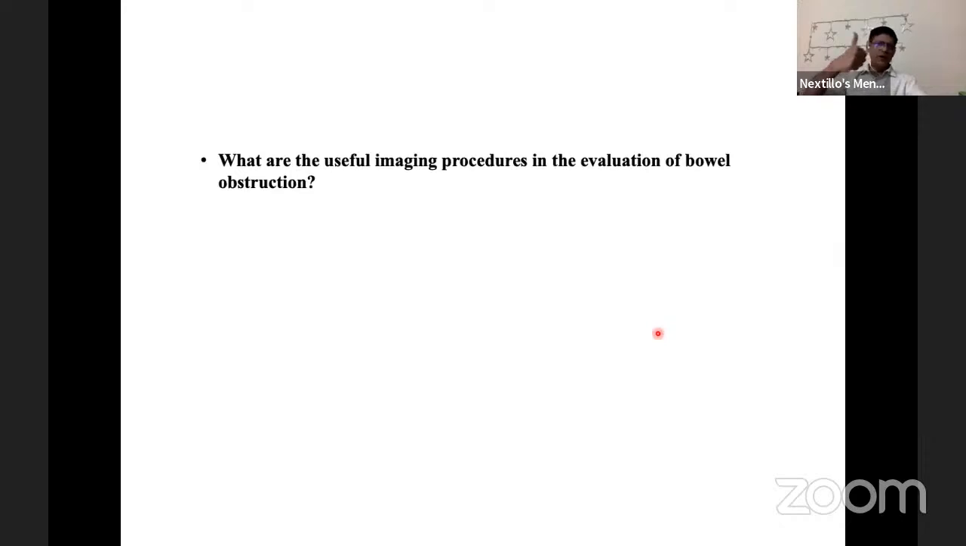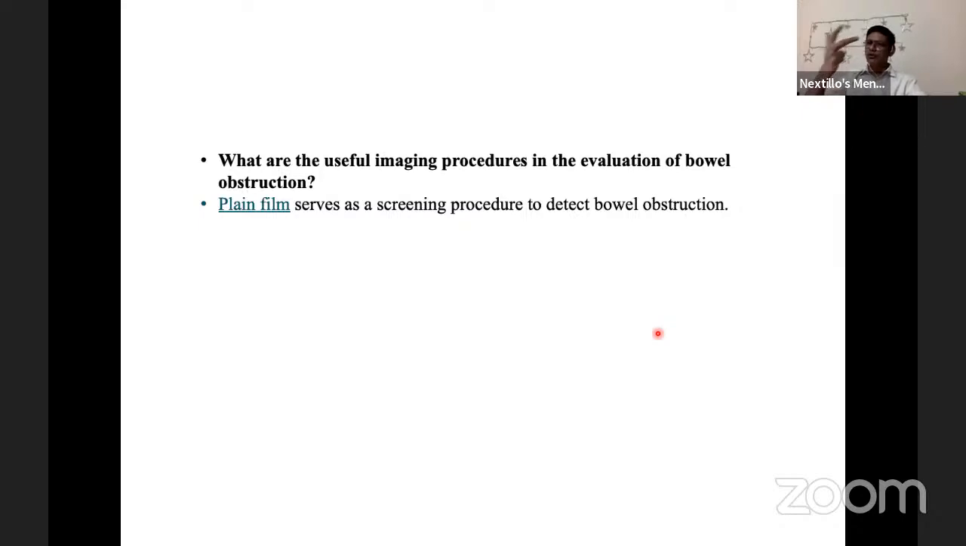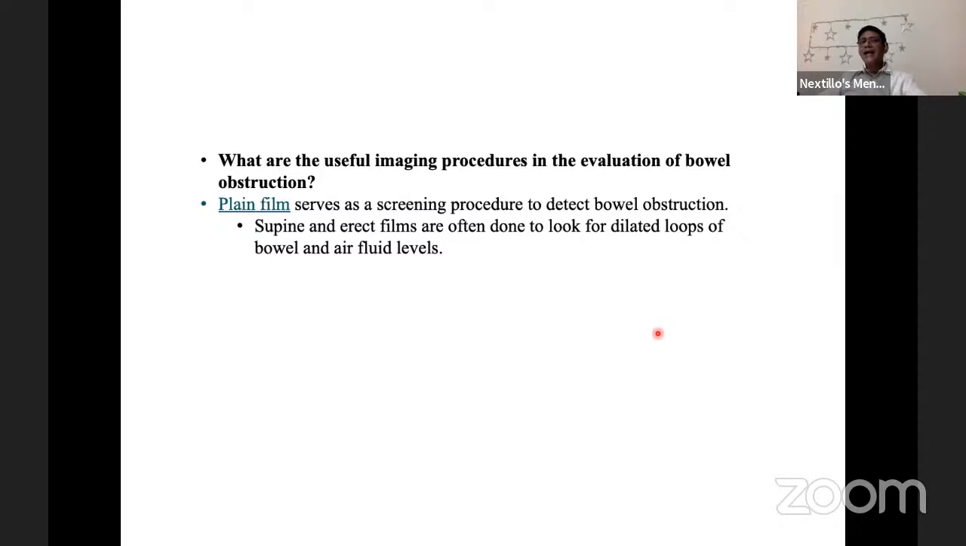The first important investigation of choice was plain film. Plain film serves as the screening tool. It is the investigation of choice. It is the most common initial investigation of suspected bowel obstruction. Supine and erect films are done. And what we look for is dilated loops of bowel and air fluid levels.